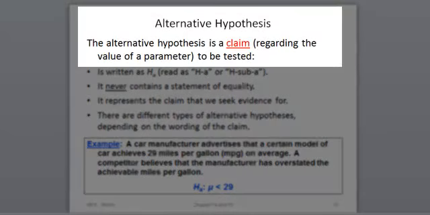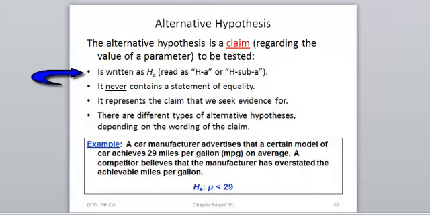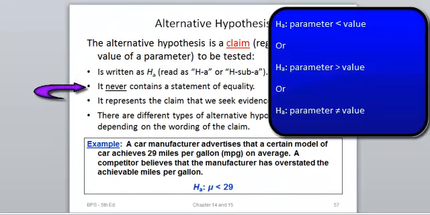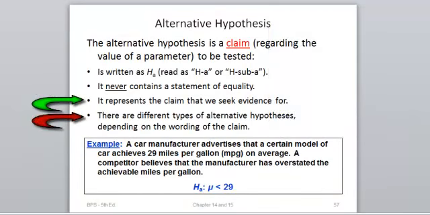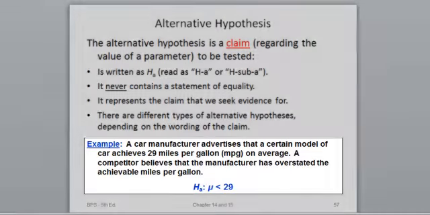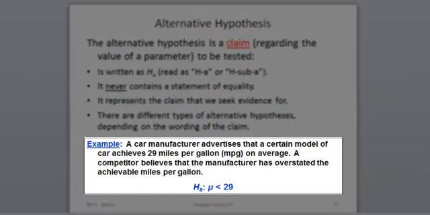The alternative hypothesis is a claim regarding the value of a parameter to be tested. It's written as H sub A. It never contains a statement of equality. It's either less than, greater than, or not equal to. It represents the claim that we seek evidence for. There are different types of alternative hypotheses depending on the wording of the claim. So for our example of the car manufacturer, the alternative would be we believe that the mean miles per gallon is less than 29, and we need to try to prove that. So we're going to try to get from our sample evidence to show that the mean looks like it is less than 29 miles per gallon.